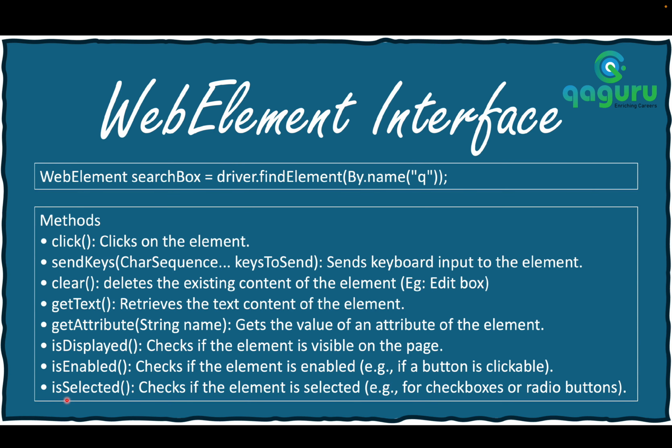Now you have WebElement.isSelected. You can use this method to check if a particular element is selected. Say for example, for checkboxes and radio buttons, by invoking this method, you can check if they are selected or not.